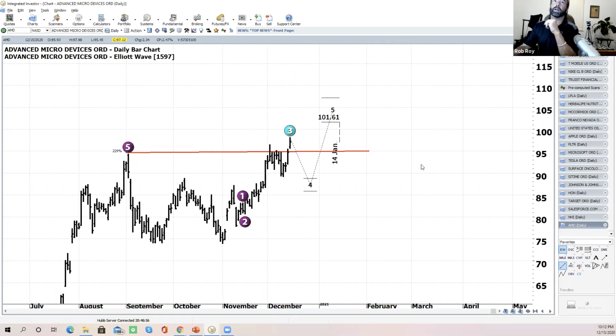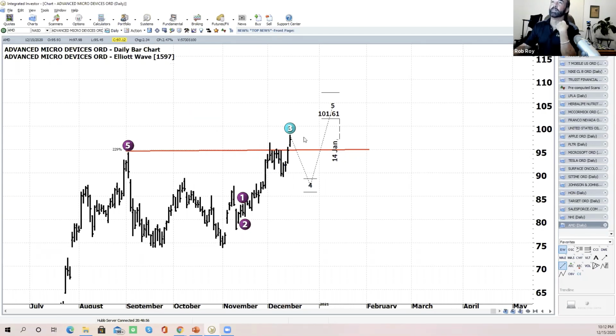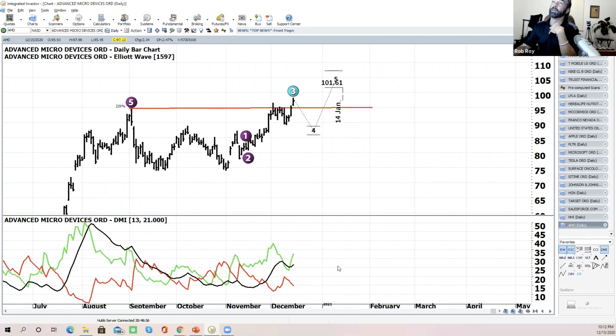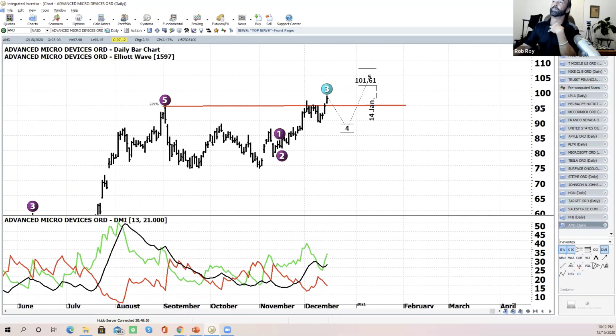So breaking above 95 on AMD, I mean, you know where we're going. It's 2 good days in a row. We had a doji, back-to-back up days. We're heading to 105. After that, I don't know what happens. The DMI looks good. I would be stunned if AMD doesn't hit 105. Really, really surprised.